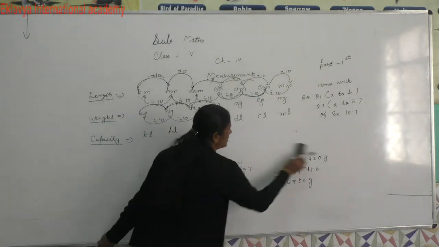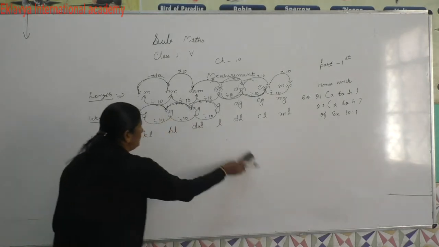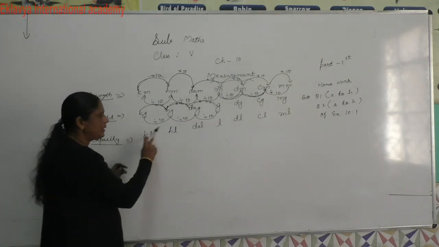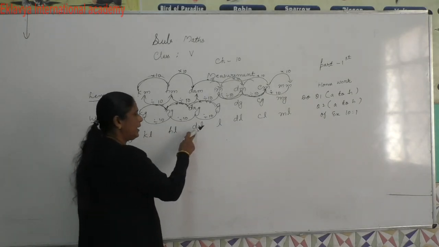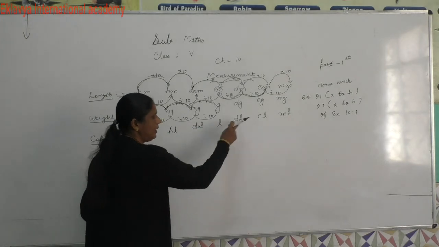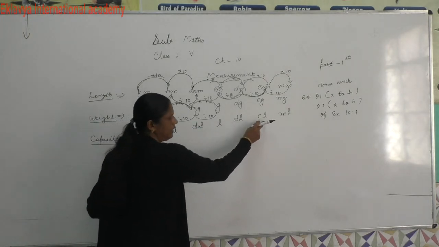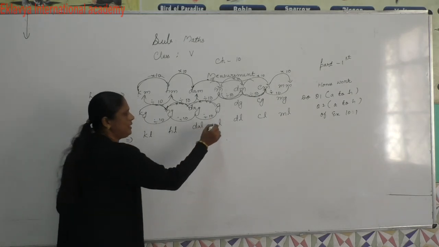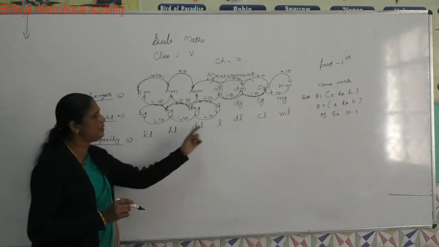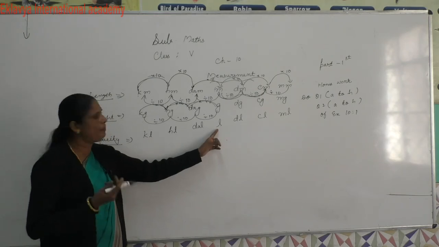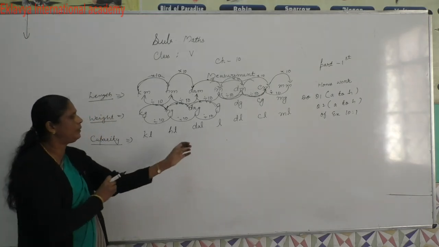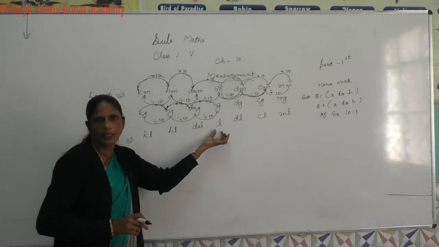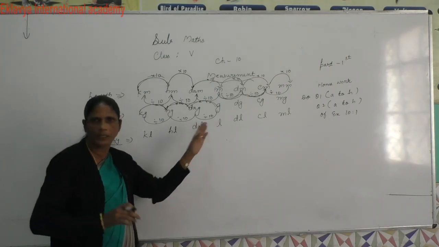Next our topic, capacity. Again this: kiloliter, hectoliter, decaliter, liter, deciliter, centiliter, milliliter. Then the base unit is liter. The base unit is liter. We purchase milk, petrol, water, oil, these come in liter.